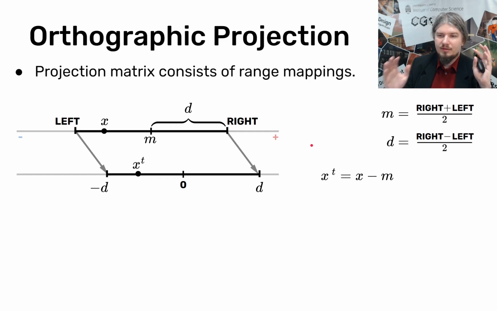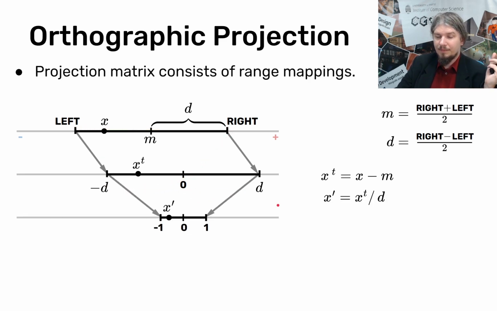Next, we subtract m from everything. If we subtract m, the midpoint, then we move our range from left to right to minus d to d. Why? Because if we have a value at m and we subtract m from it, then we get 0. So this midpoint goes to 0, and everything else goes along with it. But the endpoints now are just half the length to the positive axis and half the length to the negative axis. We have now transformed our range from left to right to minus d and d and centered it around 0.